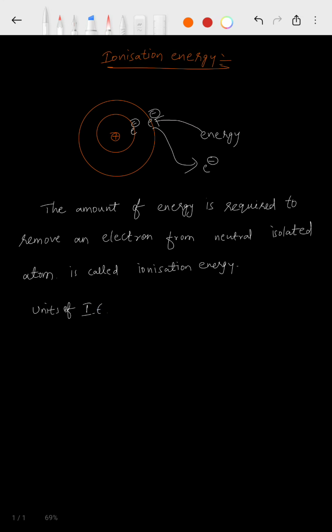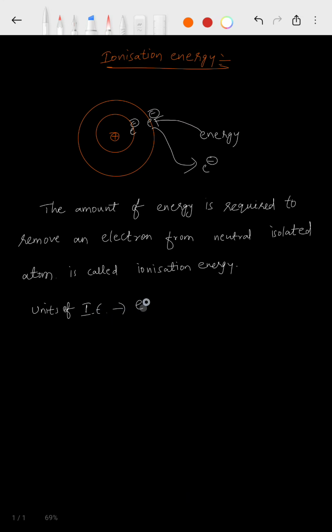Now the units of ionization energy. Simply I can write ionization energy as IE. What are the units? One is electron volts per atom, how many electron volts per one atom it takes. Or we can measure in kilojoules per mole, or else we can write kilocalories per 1 mole. Per 1 mole, how many kilocalories does it require to remove an electron? So these are the units of ionization energy.